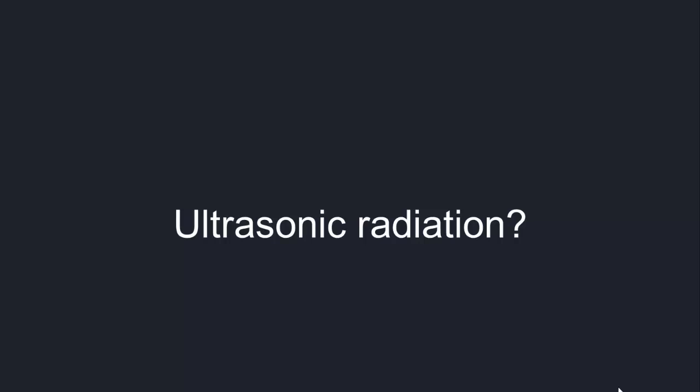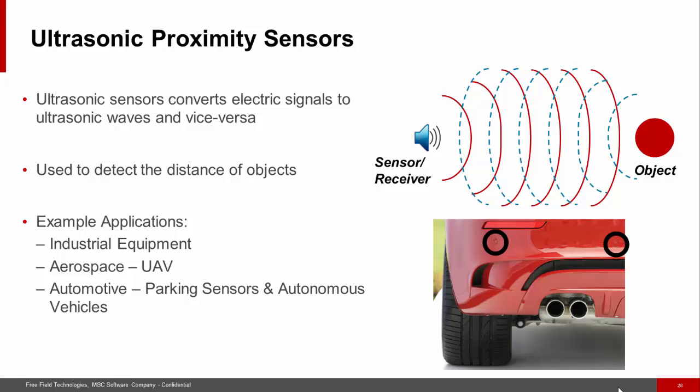Finally, can we even do full 3D ultrasonic radiation? For example, if we consider ultrasonic proximity sensors, these are used to convert electric signals to ultrasonic waves and vice versa. Typically, these sensors are used to detect the distance from an object, and examples of application are very common in industrial equipment for automatic packaging, for instance. In aerospace, UAVs are making use of them, and finally in the automotive, these are used for parking sensors and also for future autonomous vehicles.